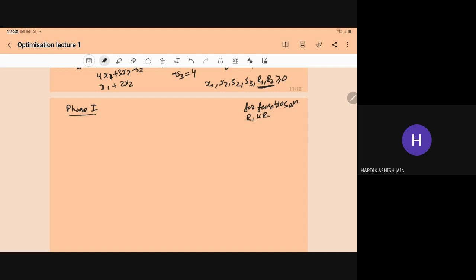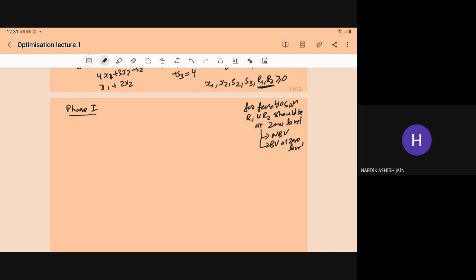R1 and R2 should be at zero level. Either by non-basic variable or basic variable at zero level. Both meaning is the same thing. We want R1 and R2 to be at zero level. So either it should be the non-basic variable, or if it is the basic variable, then it must be at zero level.